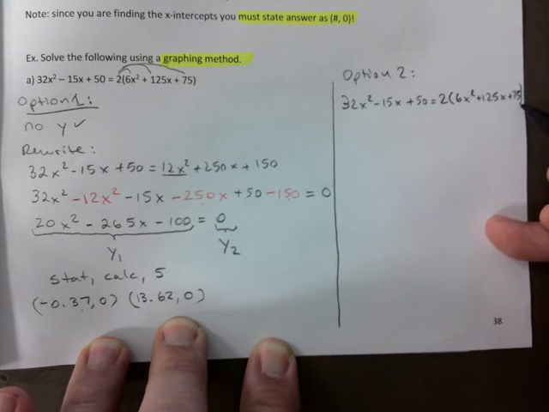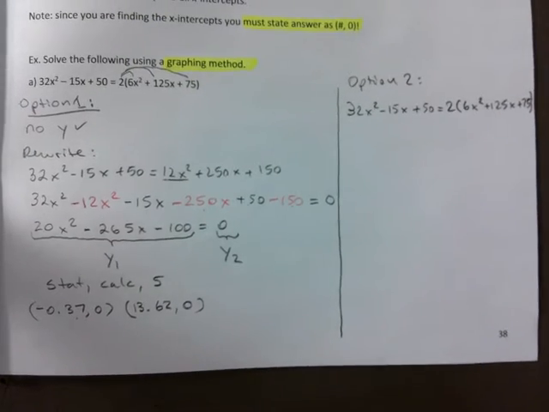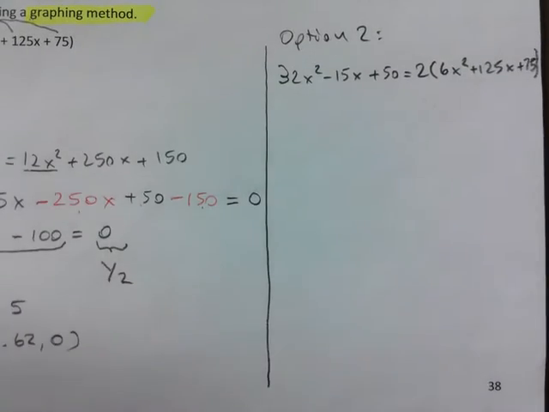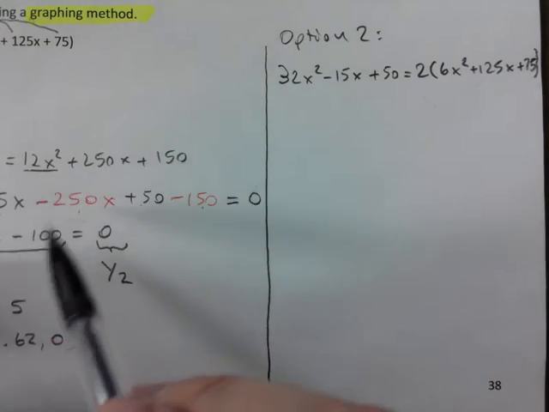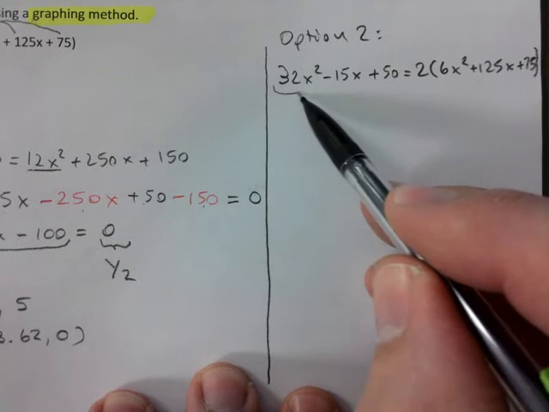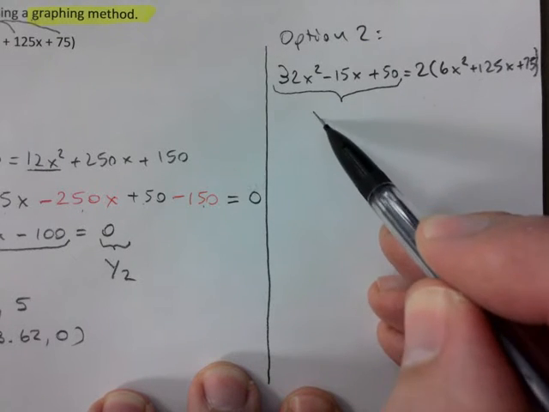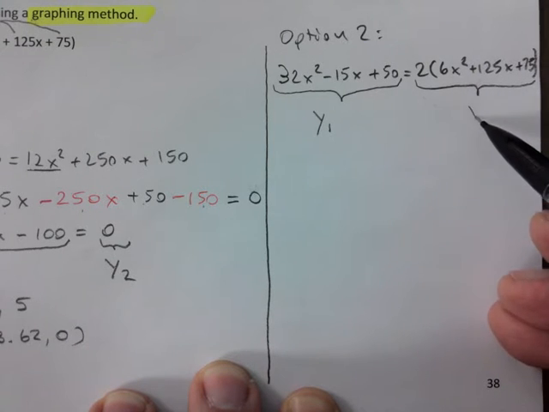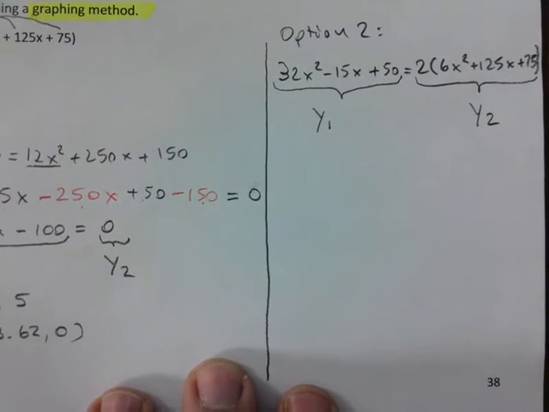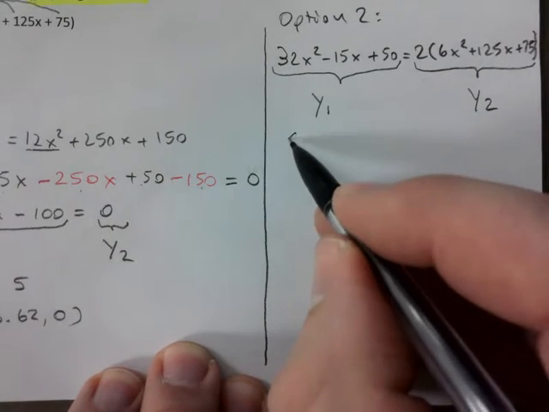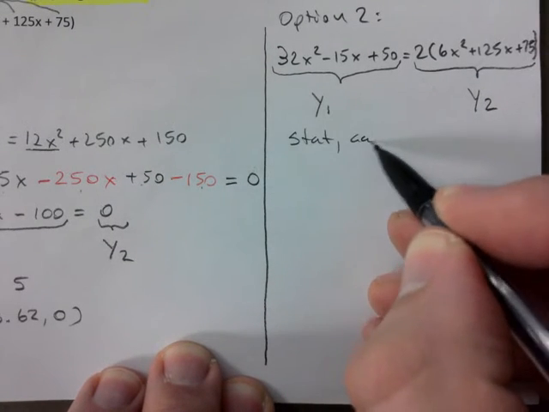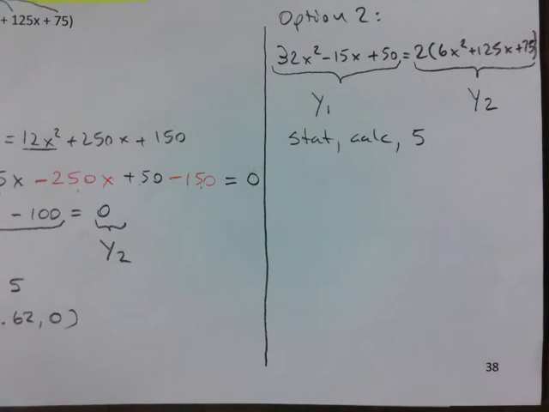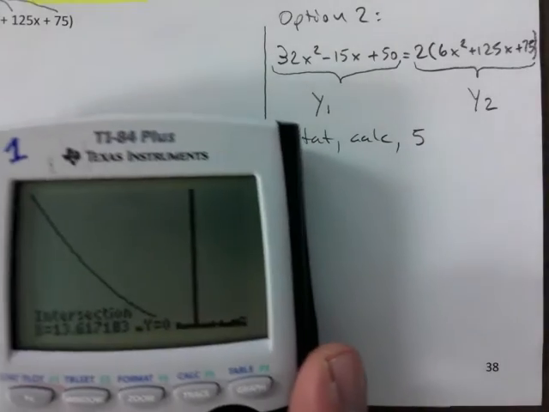I'm basically just writing out the original here. This is the one I like the most because you don't have to do all of this work. We just take it as is. You type this into Y1 and you take the right side and you type that into Y2. And then we go stat calc 5. Let's go ahead and do that right now.